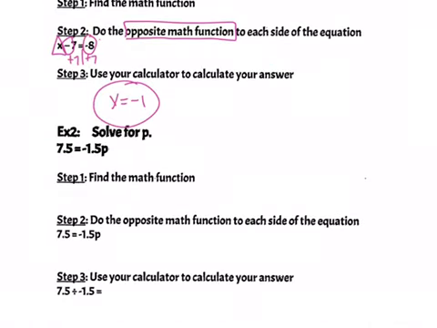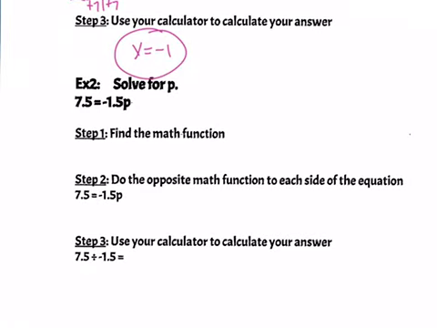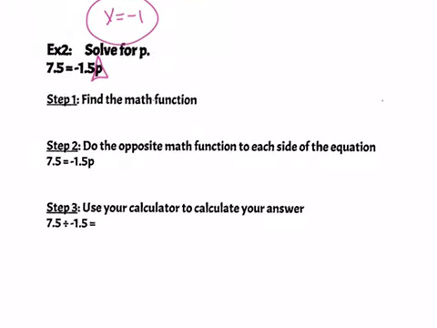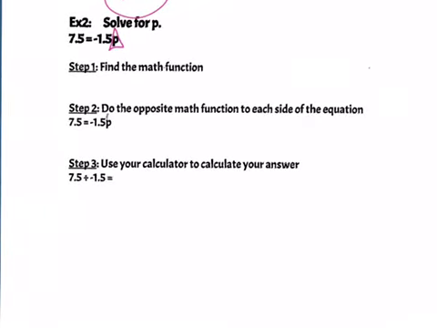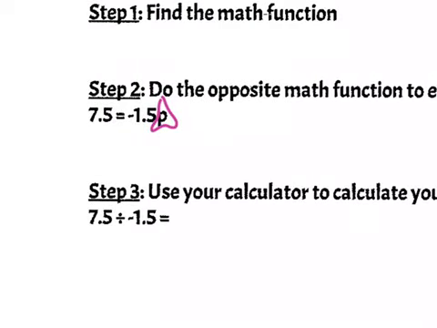Okay, example 2, solve for p. So we've got 7.5 equals -1.5 p, or -1.5 times p is what that's saying. So I have to get rid of everything but my variable. And since it's multiplication in the problem, that's my math function, multiplication. So I'm going to do the opposite of that. So I'm going to divide by -1.5 on both sides of my equal sign.